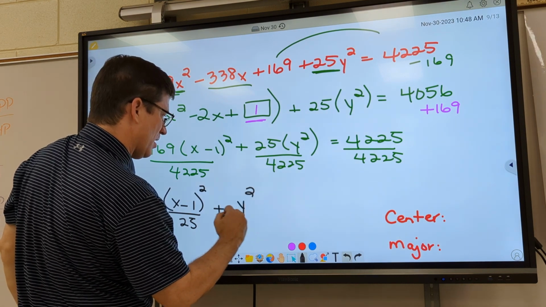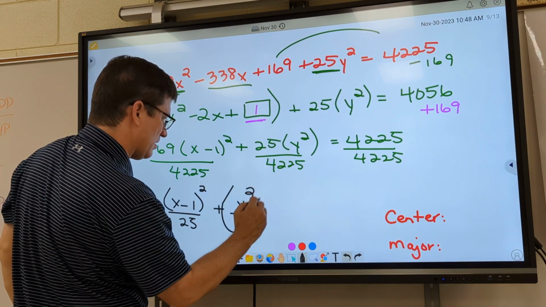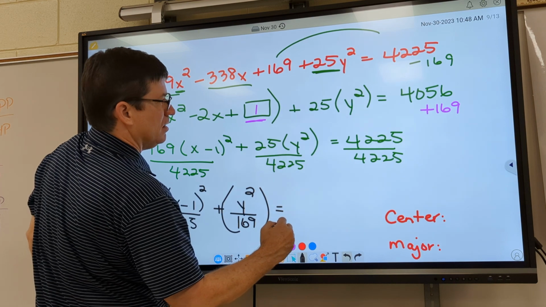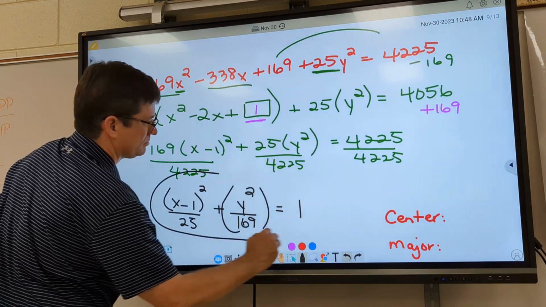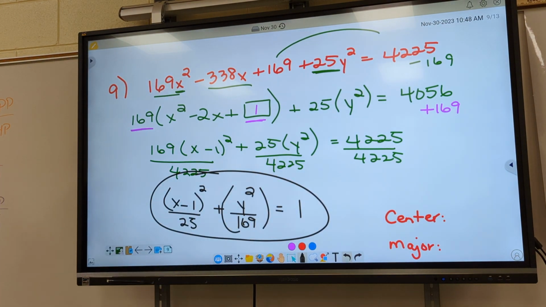So y squared over 169 equals 1. All right, so that is our equation. It takes 3 steps to get to it. But now we can write our 3 answers we're asking for.